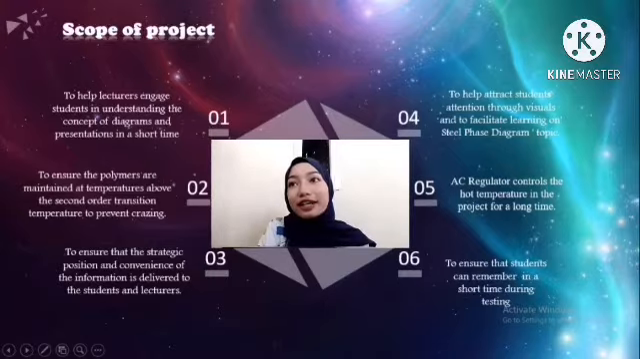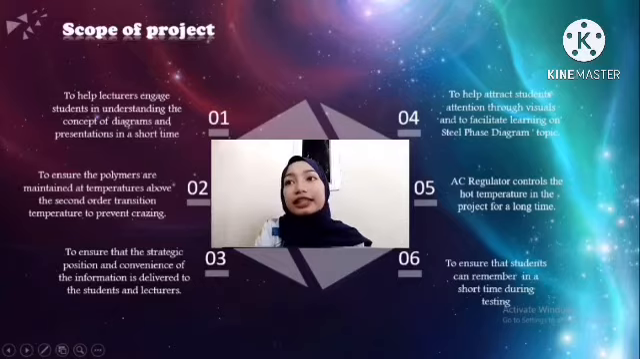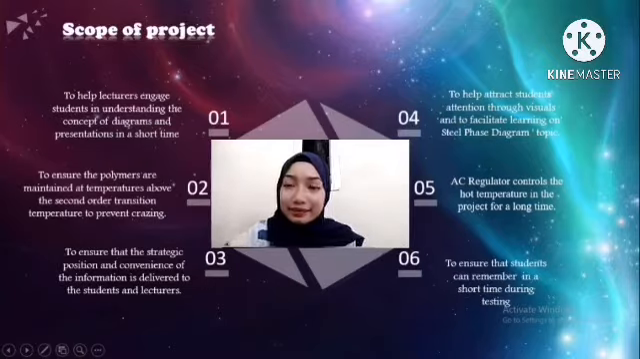Next, to help attract student attention through visual and to facilitate learning at still face diagram topic. AC regulator controls the hot temperature in the project for a long time. The last but not least is to ensure the students can remember in a short time during testing.